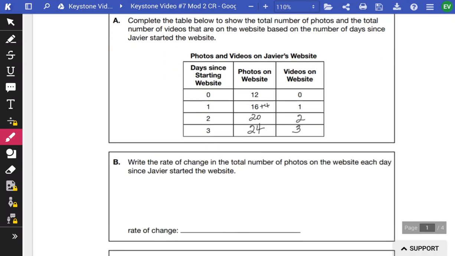B, write the rate of change in total number of photos on the website each day since Javier started the website. So the rate of change is photos per day. So he posts 4 photos each day. So that's our rate of change, also known as slope. So make sure you remember that. Rate of change, slope.